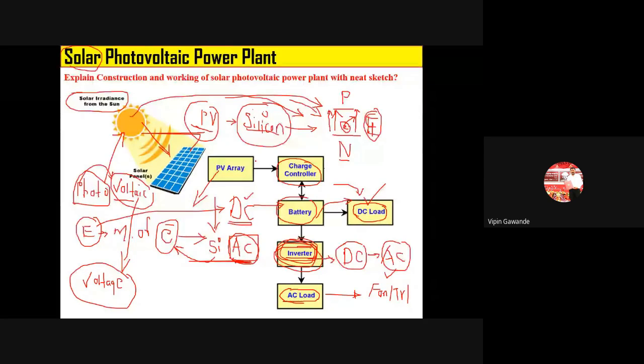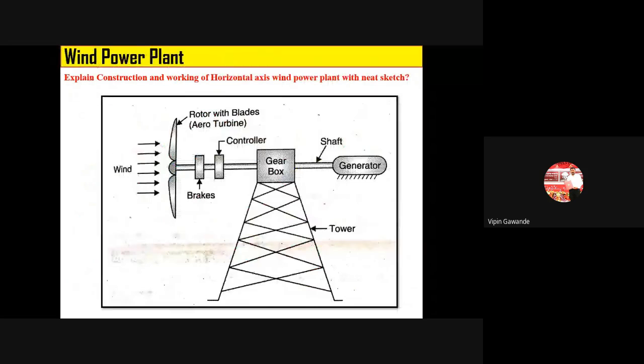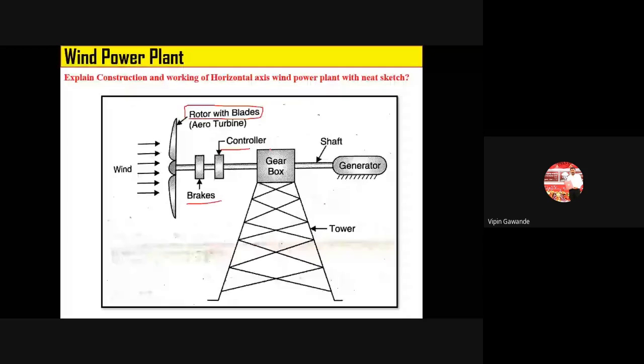And the last power plant is what? It is the wind turbine. So what does wind turbine mean? Now it is very simple. We have the rotor with the blades, and we have some controller here. We have the brakes and we have the gearbox. Then the gearbox is connected to the generator using the shaft.